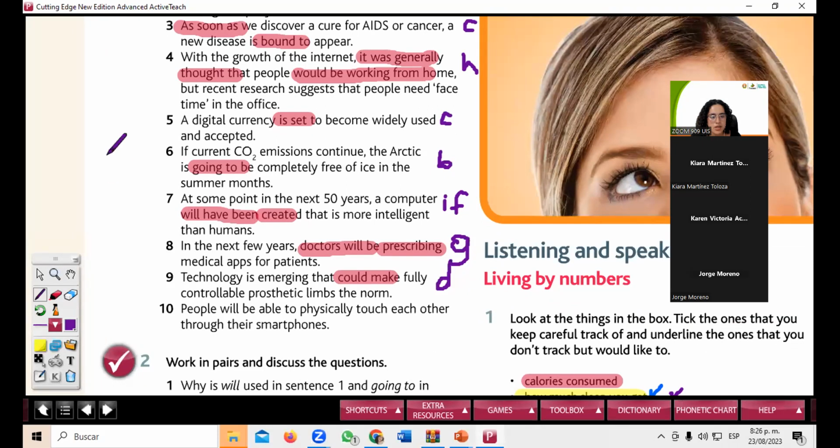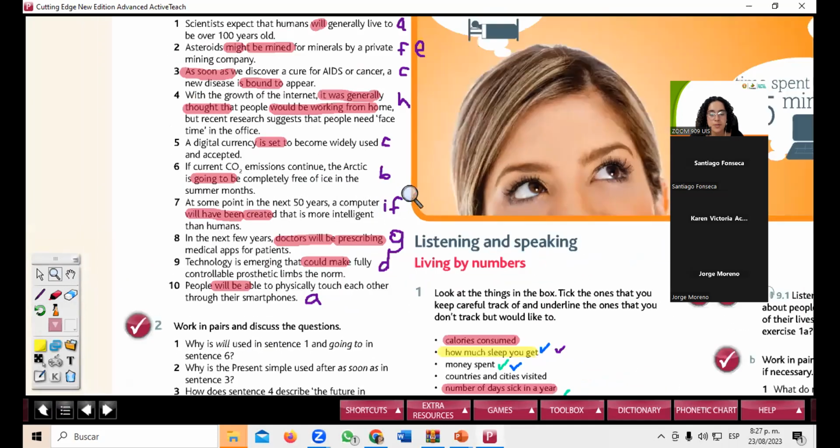Okay, letter D. And the last one, number 10, let's see, Santiago. People will be able to physically touch each other through their smartphones, and A will to use it to make a prediction. Yeah, this is A, will to make a prediction. All right, excellent, guys, very good.